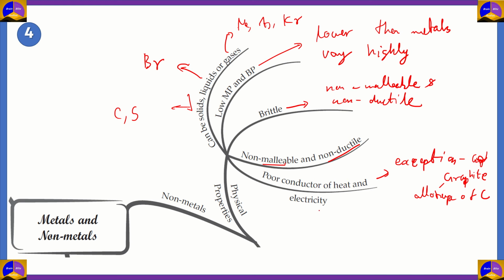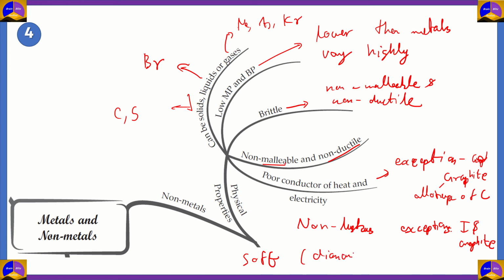Also, metals are usually very shiny when they're pure. However, nonmetals aren't shiny, which means that they are non-lustrous. However, there are exceptions to this, such as iodine and graphite. Iodine is pretty shiny, graphite is also lustrous. And nonmetals are usually quite soft. The exception here is diamond, which is the hardest substance on Earth.